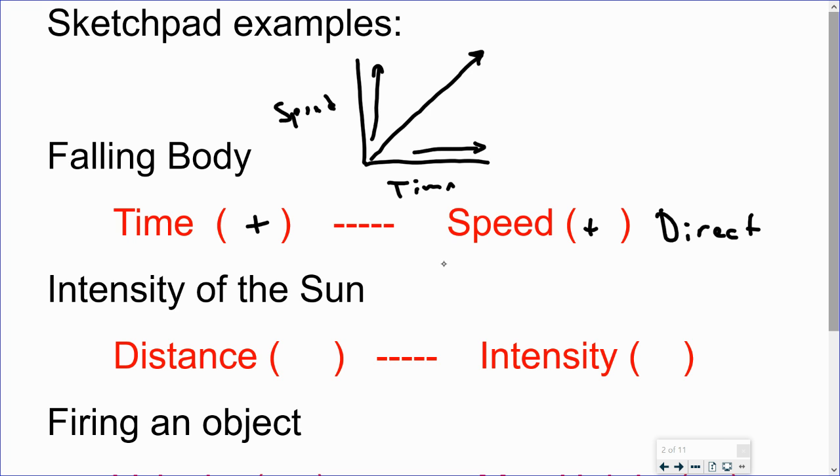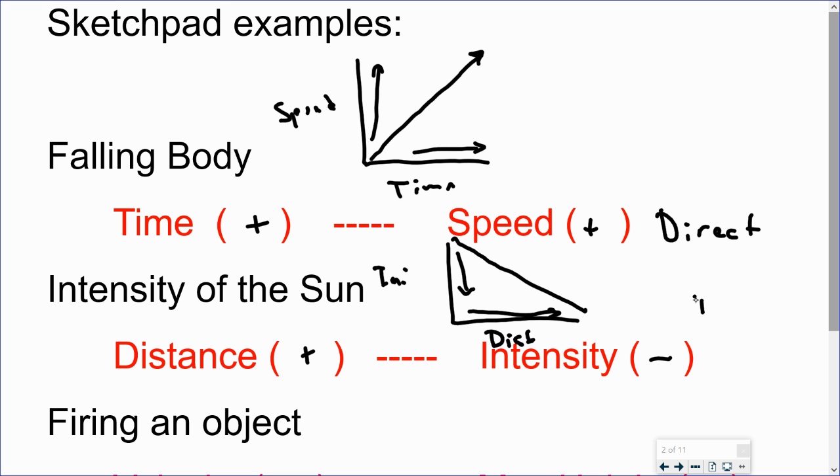Now let's talk about the next one. The intensity of the light in the sun. Okay, so this is distance, this is intensity. Think about this. If your distance is really close to the sun, it's very, very intense. But then as you move away from it, the intensity goes down. So as distance increases, intensity decreases. That would make this inverse variation.